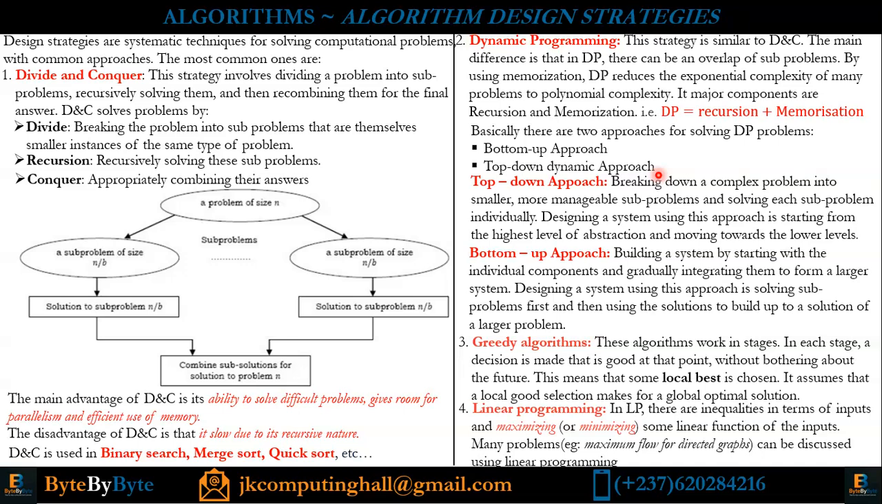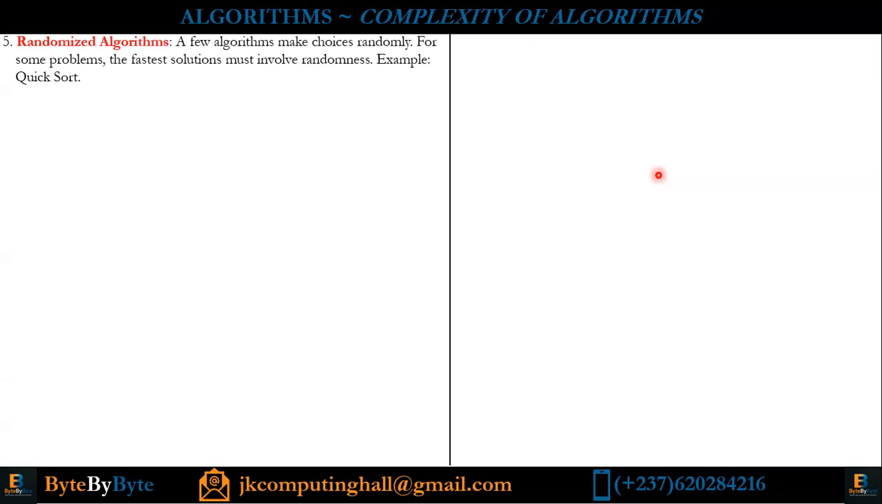Okay, we proceed. The fifth type is the randomized algorithm. Just from the name randomized, you are making use of a random number. A few algorithms make choices randomly. For some problems, the fastest solution must involve randomness. An example is the quicksort. We use a random number in the quicksort for the efficient execution of the algorithm.